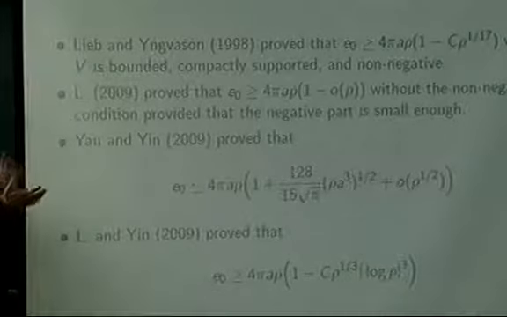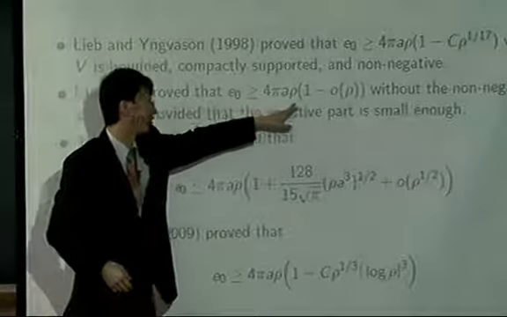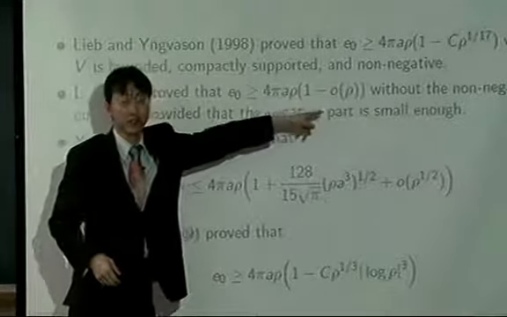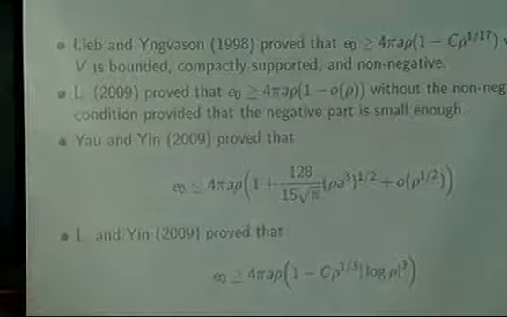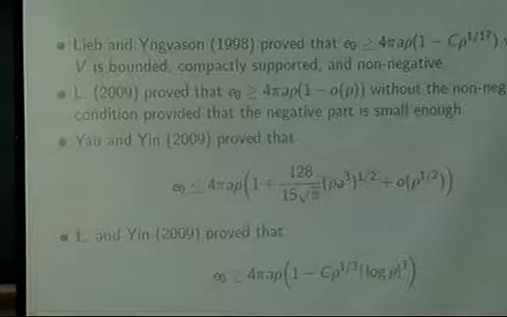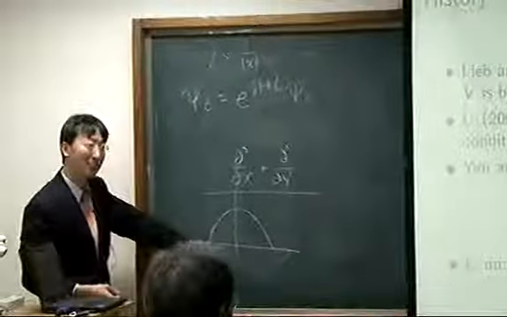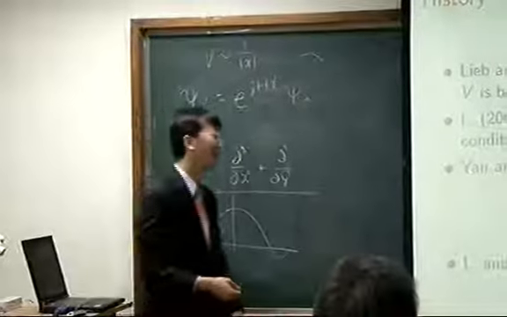What I did for this problem in my first paper was to prove that this is again 4 pi rho times 1 minus small factor when we don't have this non-negativity condition. So in this case, we can add some negative parts like this. So, well, adding this small change means a lot in this kind of problems.